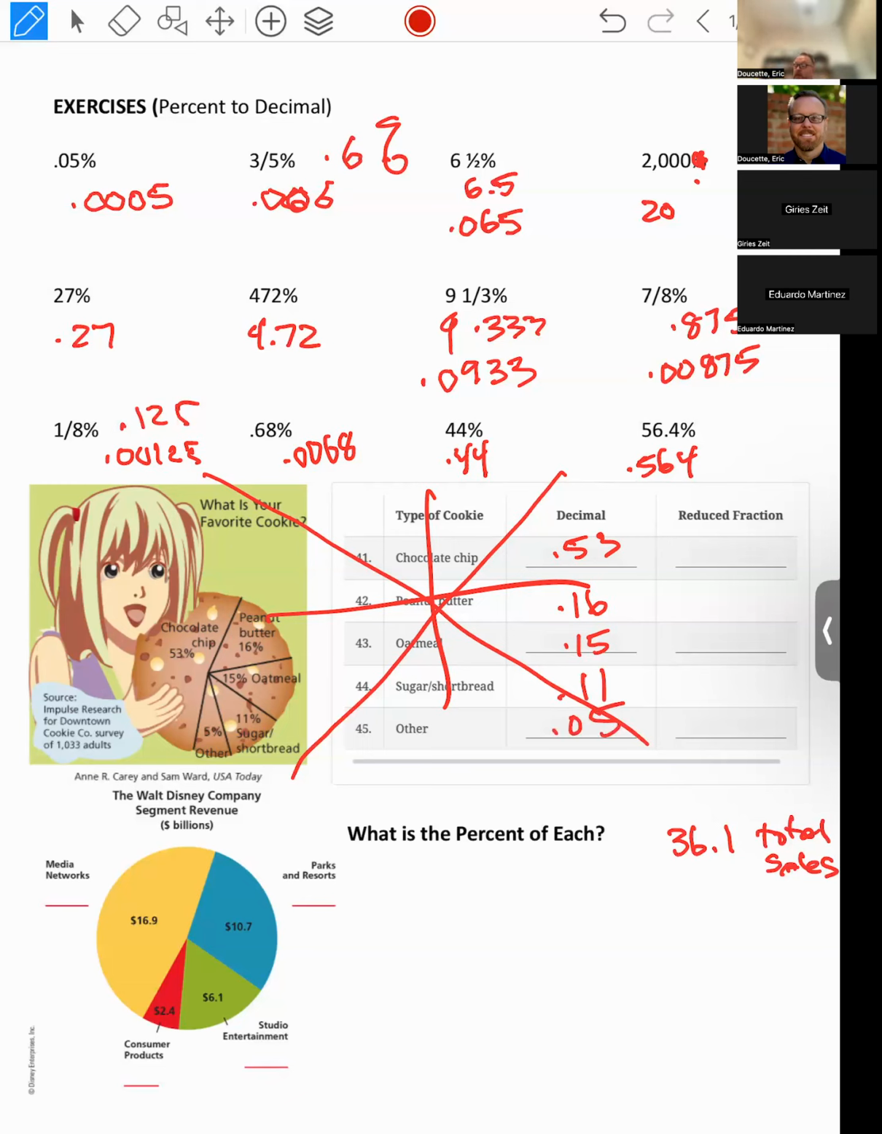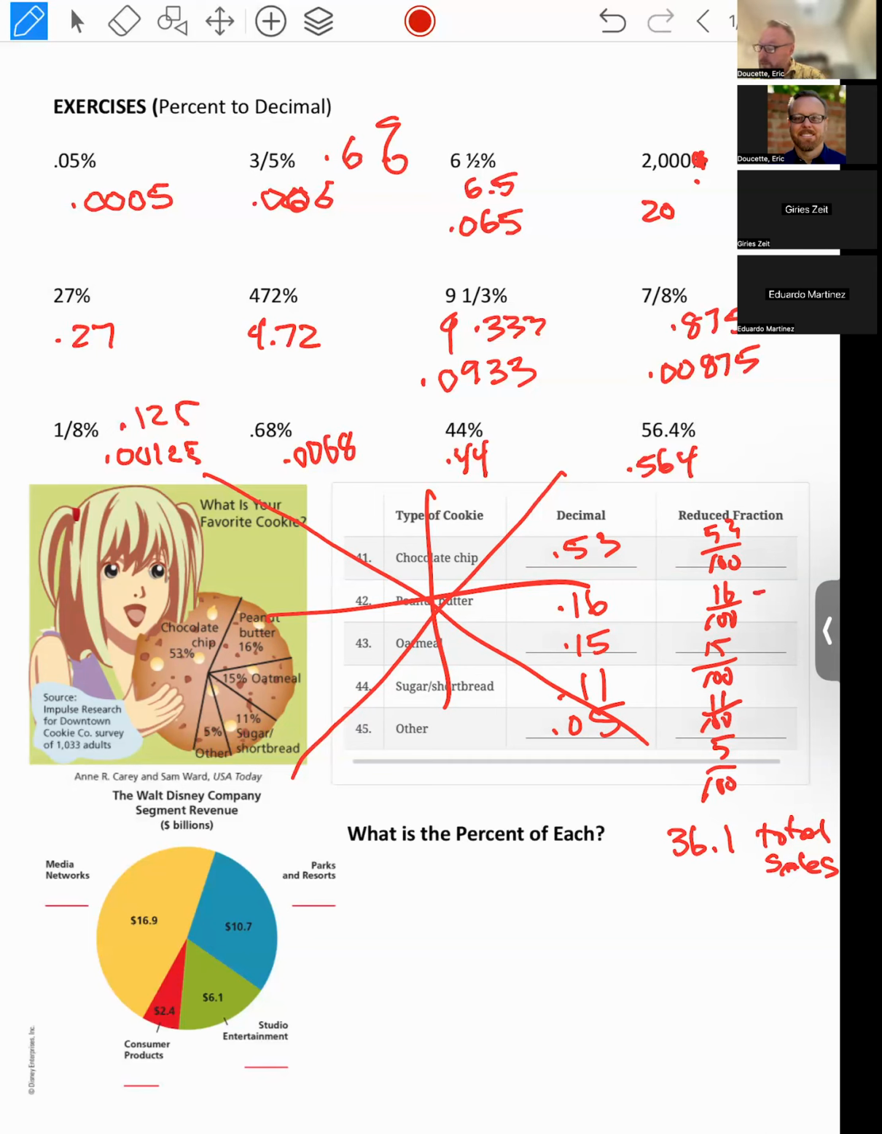And then if you wanted to do the reduced fraction, you could just do 53 over 100, 16 over 100, and you'd actually reduce these down. I'm not going to reduce them, but they do reduce down, and then be 5 over 100. And you can reduce some of those down, some of them you can't go down.